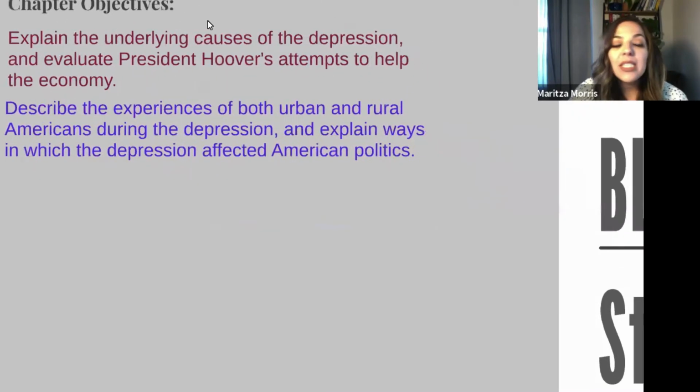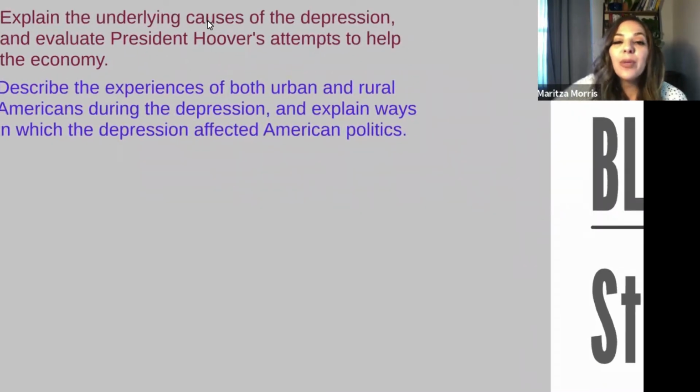Then we will be describing the experiences of both urban and rural parts of the United States during the Depression, and we are going to explain the ways in which the Depression affected American politics and the lives of the American people.